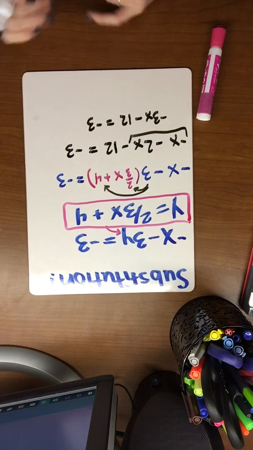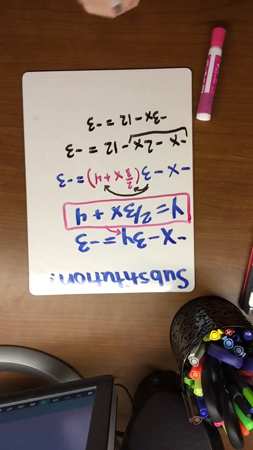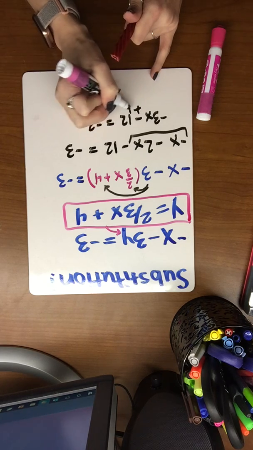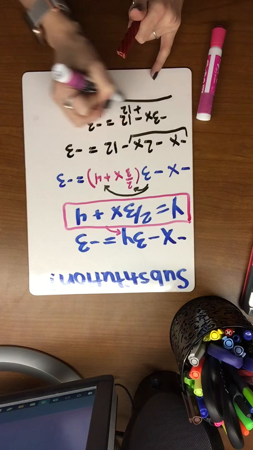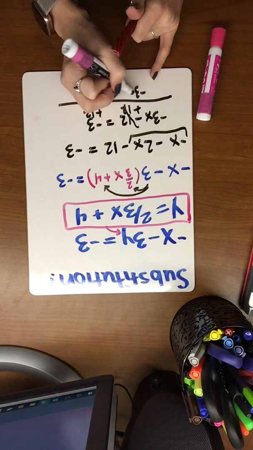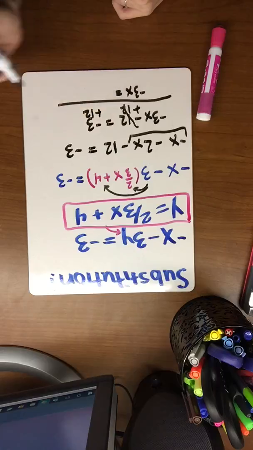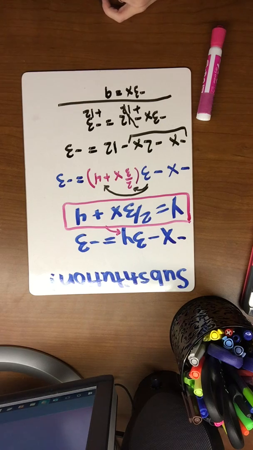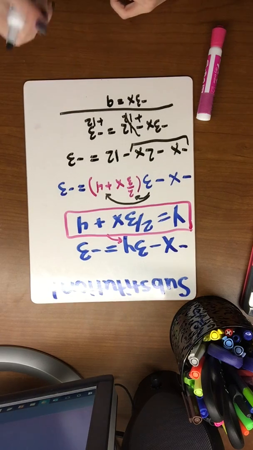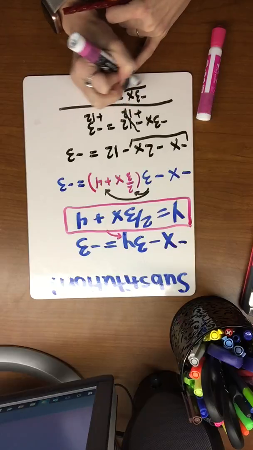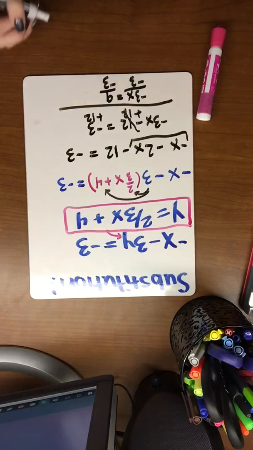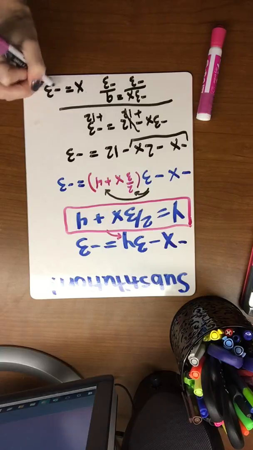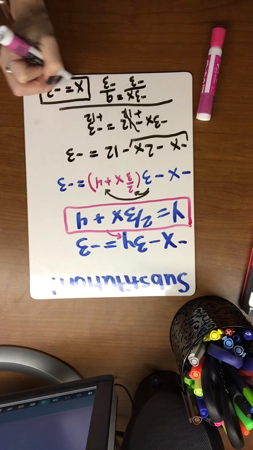Now we have a multi-step equation that we can solve. The first thing we need to do is get x by itself, and in order to do that, we have to add our 12 to the other side. Plus 12, plus 12. When we do that, we get negative 3x equals negative 3 plus 12, which is 9. We almost have x. We have to divide by negative 3, divide by negative 3. So x equals 9 divided by negative 3, which is negative 3. So we found our x.